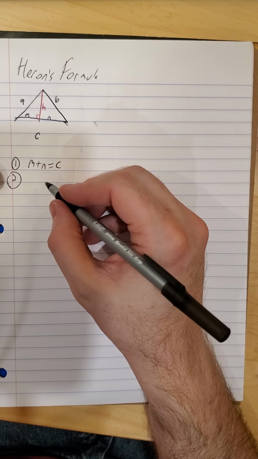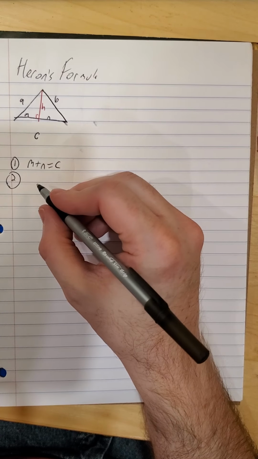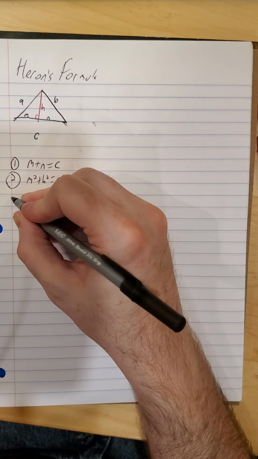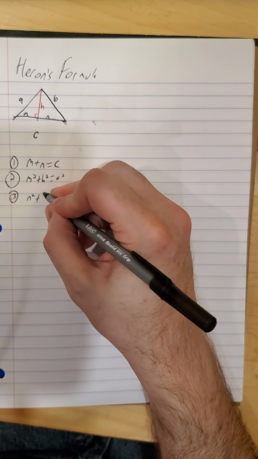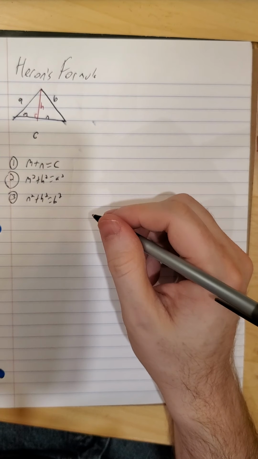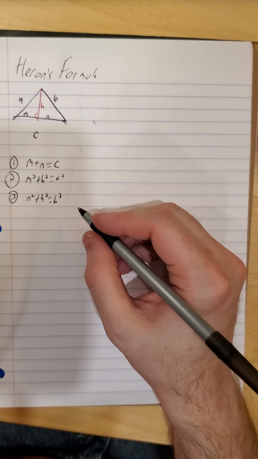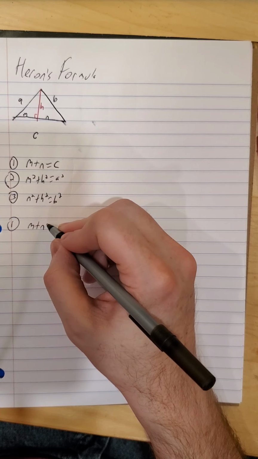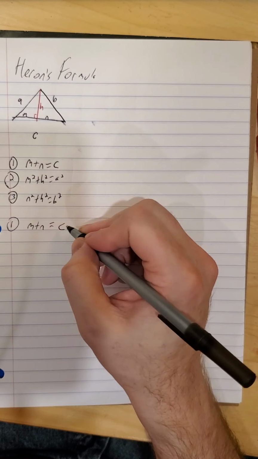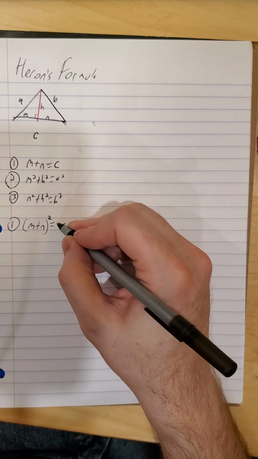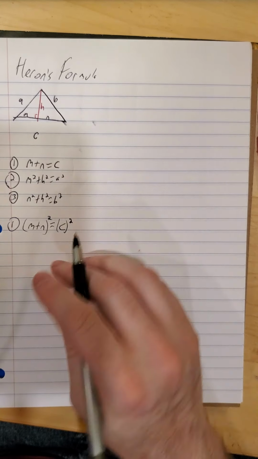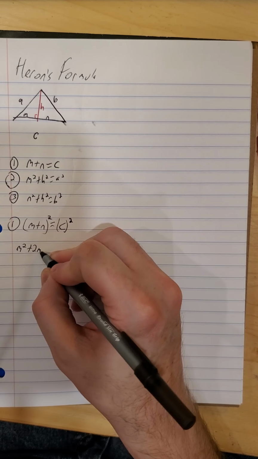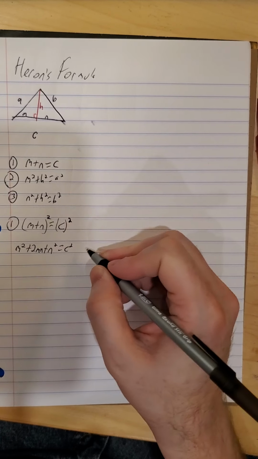And then the Pythagorean identities that we have from the left triangle and right triangle. So on the left triangle we have m squared plus h squared is a squared. From the right triangle we have n squared plus h squared is b squared. So what we'll do is start by working with m, where we had m plus n is c. And we'll go ahead and square both sides. So if these two are equal to each other, their squares must be equal to one another. So m squared plus 2mn plus n squared is c squared.